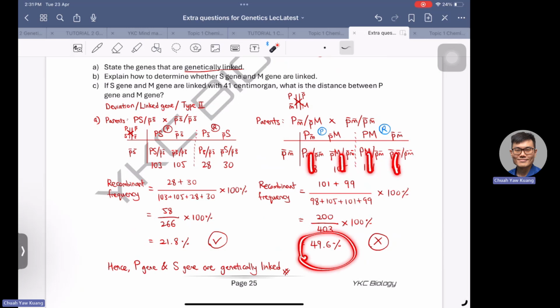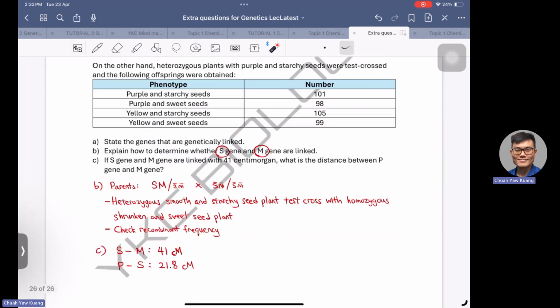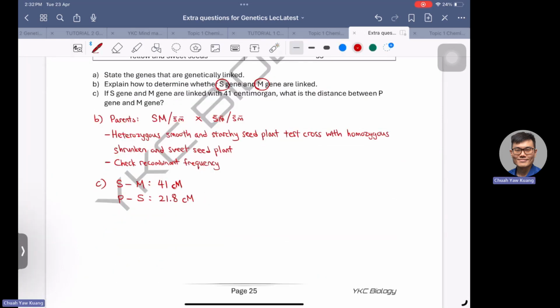Does that mean their distance on the chromosome is exactly 50? No. It only means that the distance between them on the chromosome is more than 50. It's larger than 50 for sure. That's why they will give you this type of recombinant frequency. Because of this, what we know is just that between the P gene and the M gene, they are more than 50 centimorgan apart.